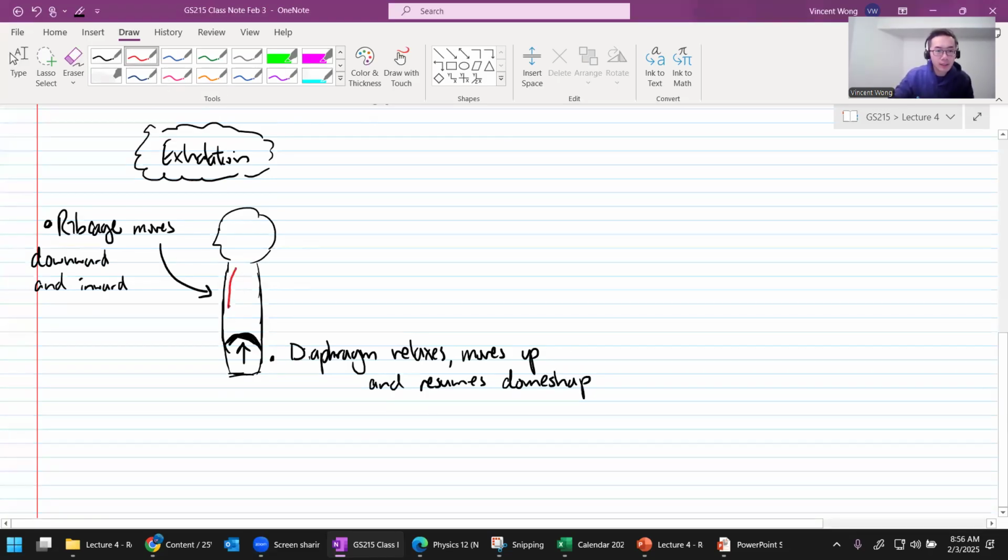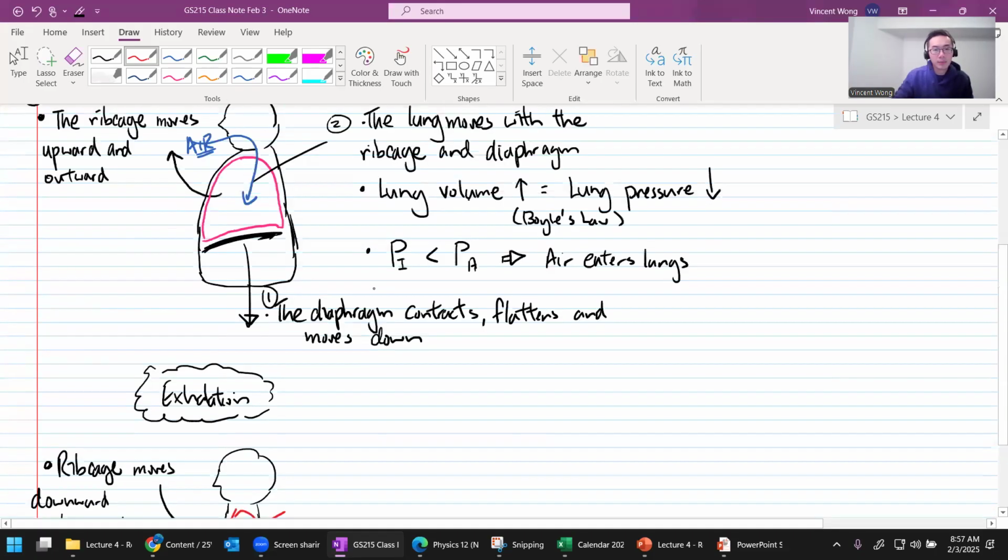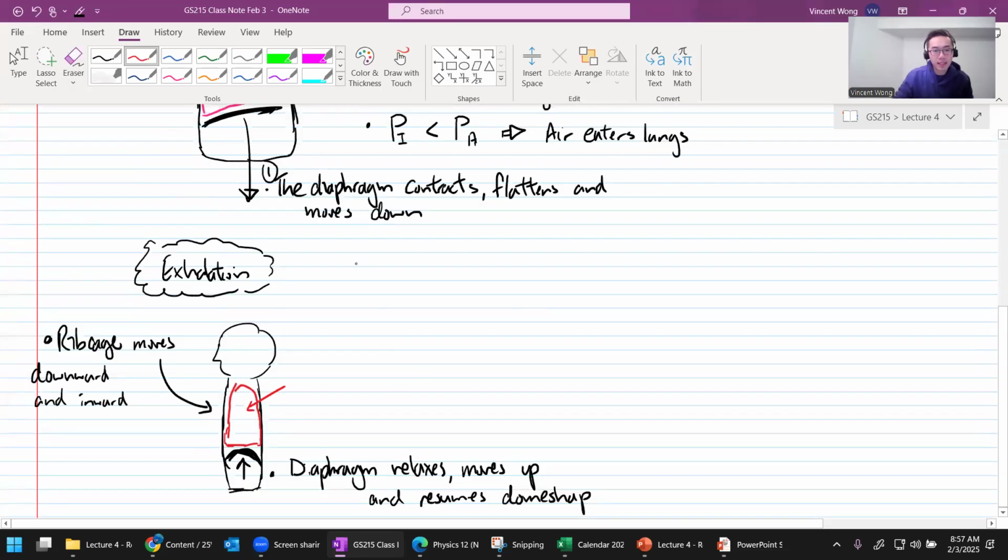So collectively, these actions will cause the lung volume to decrease and lung pressure to increase. And when PI is greater than PA, then air leaves the lungs.